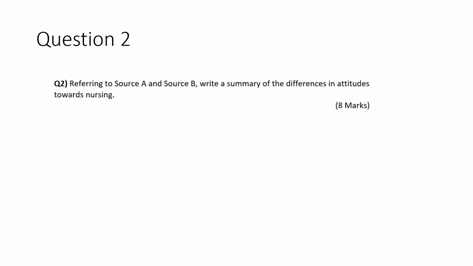Now, with this question, you're writing about source A and B, so both texts, and you're summarizing, coming up with ideas about their different attitudes. Now, thinking about perspective, if you had that clear in your mind, you'd understand what the differences in attitudes were. So that's really important there. So question 2 is your summary question, and that's 8 marks.